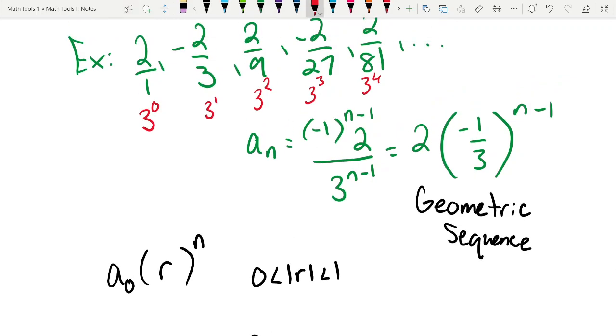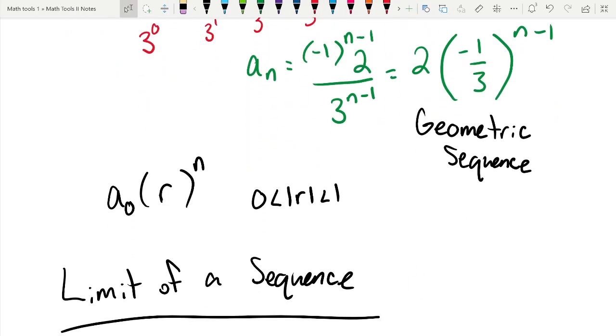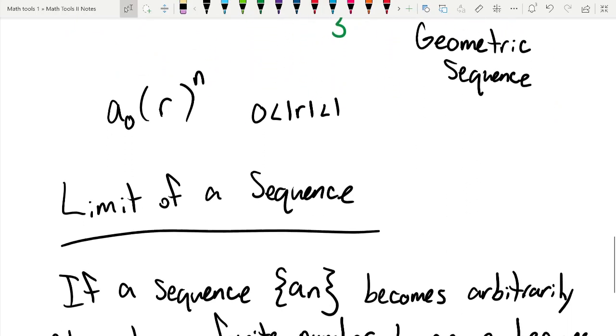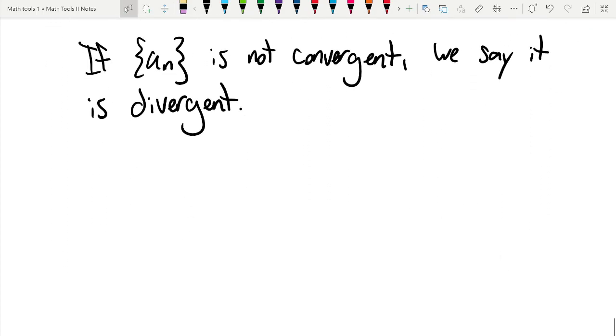So if we took the limit as n goes to infinity here, this would indeed go to 0. It's a little bit tricky to show here, so we'll save that for when we talk about geometric sequences. Okay. For now, let's look at a few different examples.